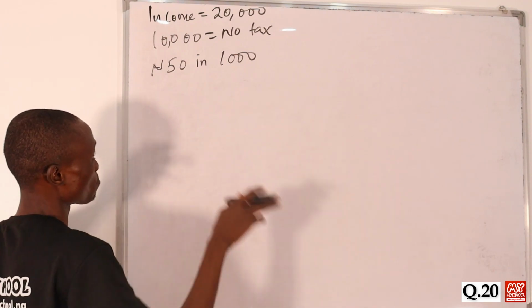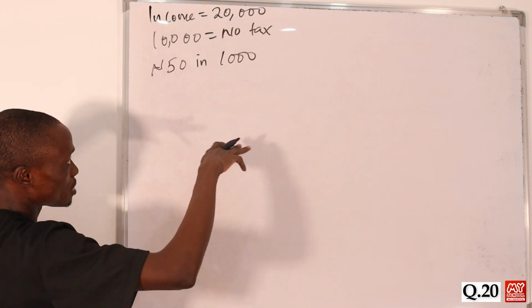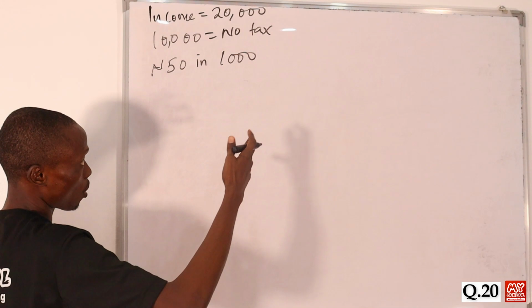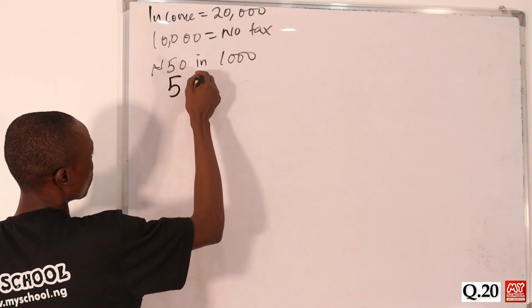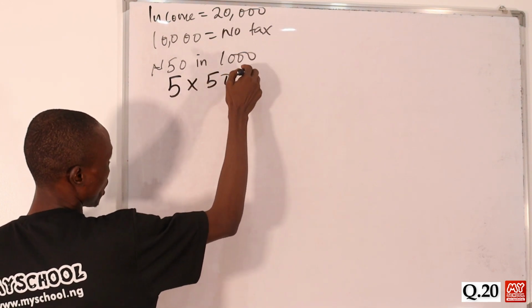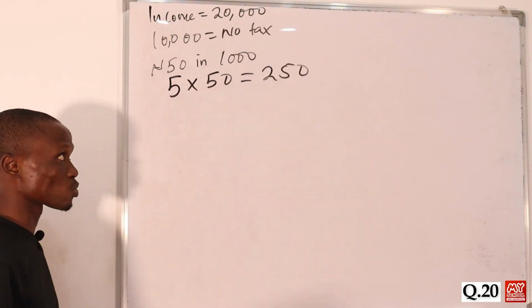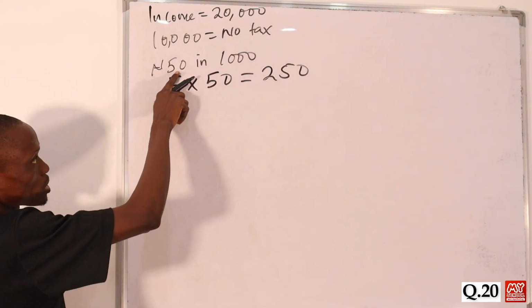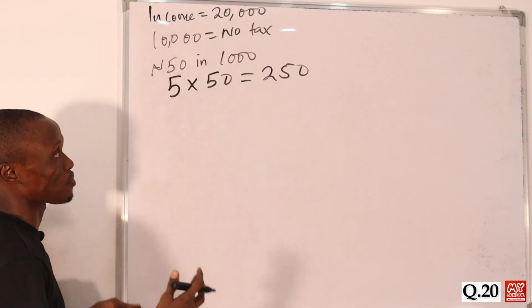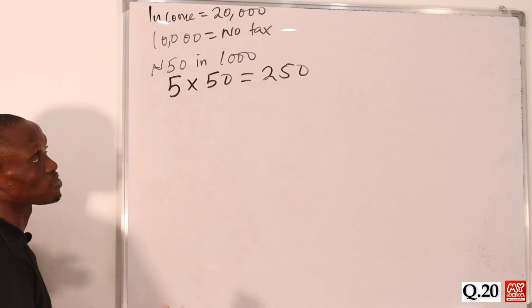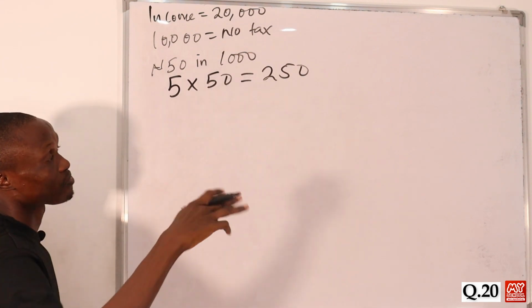So the first 5,000 pays the tax of 50 naira on every 1,000 naira. So in every 5,000 naira you are going to be paying 5 times 50, and in that case you are going to have 250. I hope there's nothing confusing here. For every 1,000 you are paying 50 naira and you have 5,000 naira. So basically for that 5,000 naira you are going to be paying 5 times 50, because there are 5 thousands in 5,000.